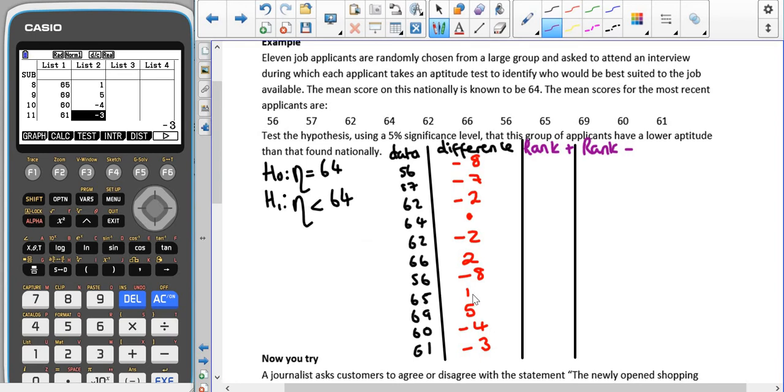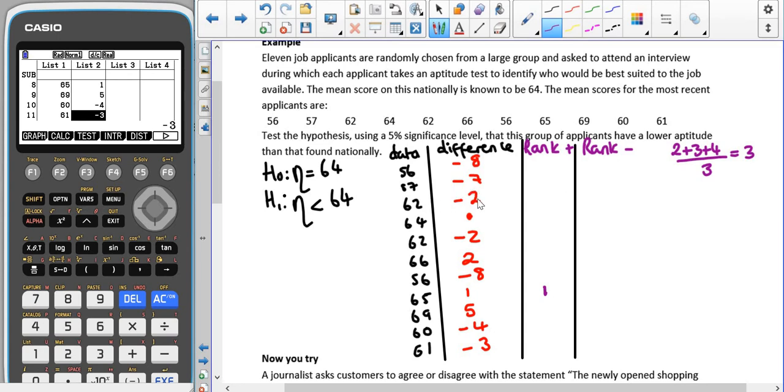So for the rank of 1, 1 is positive, so that gets the rank 1 in the positive column. So the next biggest difference I have is 2, but I have a 2 and I have 2 minus 2s, and they are all the same difference away from 0. So in the same way as we do with the Spearman's rank correlation coefficient, we want them all to have the same rank. So that's the rank 2, 3 and 4 being split between 3 numbers, which means that they're all going to get the rank 3.